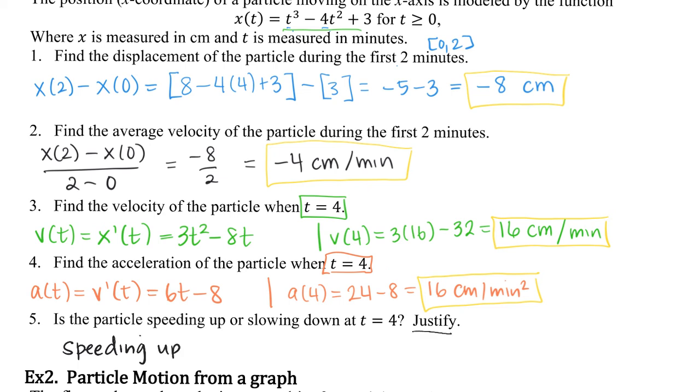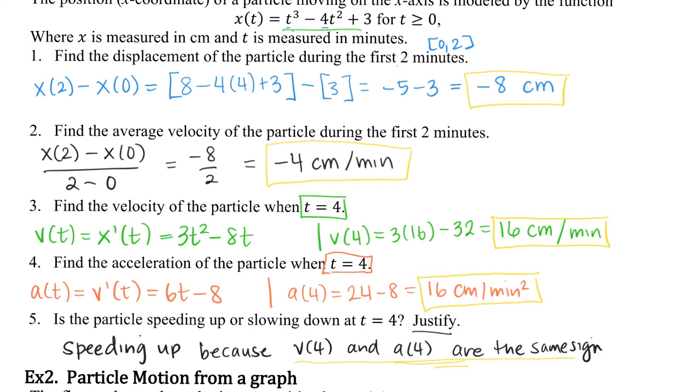Now I'm going to justify. How do I know it's speeding up? I know it's speeding up because v of 4 and a of 4 are the same sign. Velocity is positive, acceleration is more positive, so it's pushing it to an even faster positive speed.